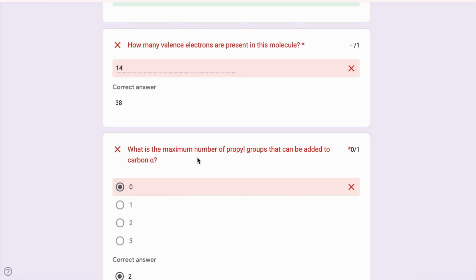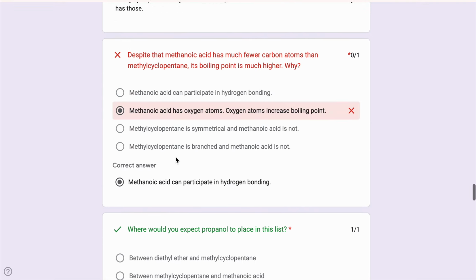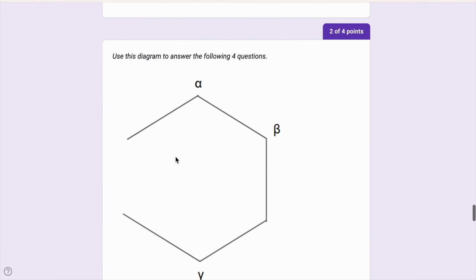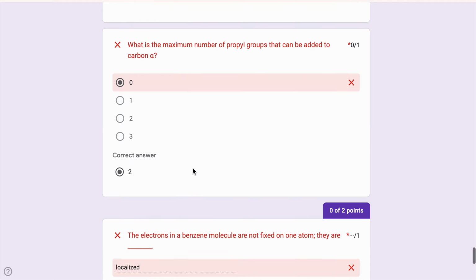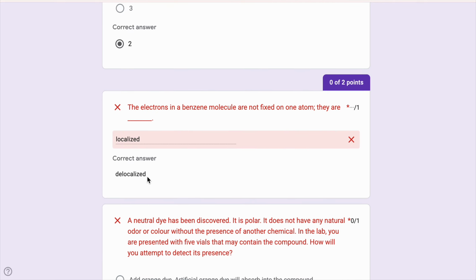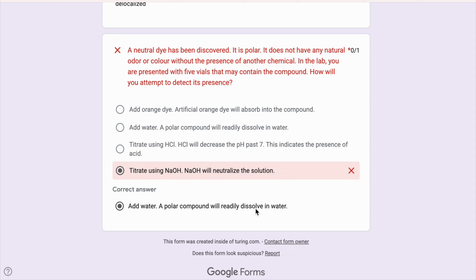Okay. What is the maximum number that can be added to carbon alpha? Propyl groups, that is 2. Why? Delocalized, not localized.